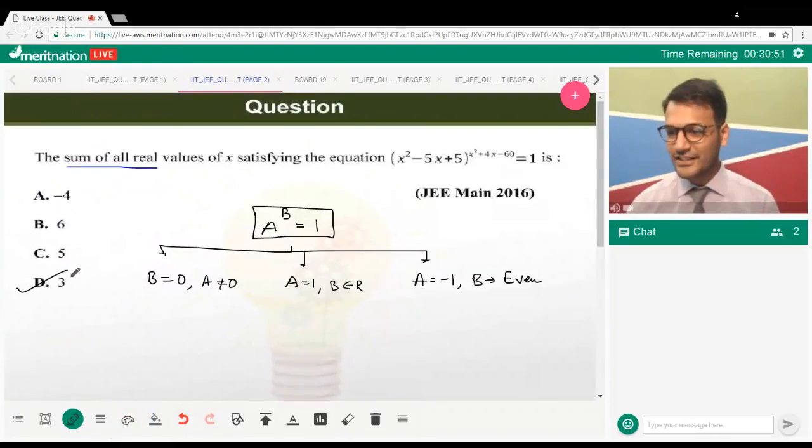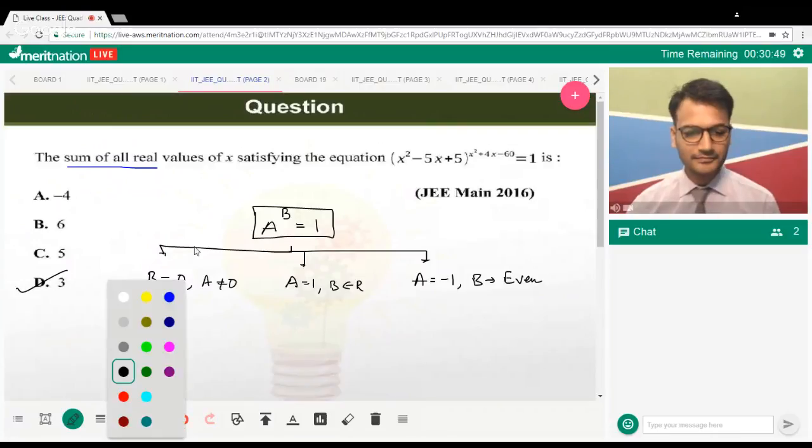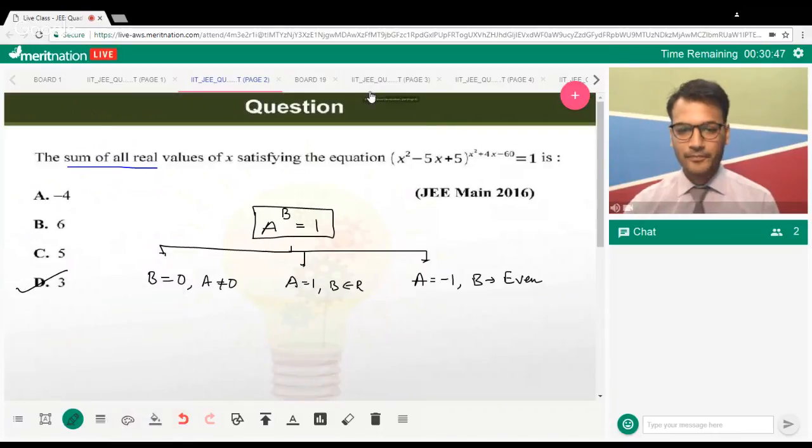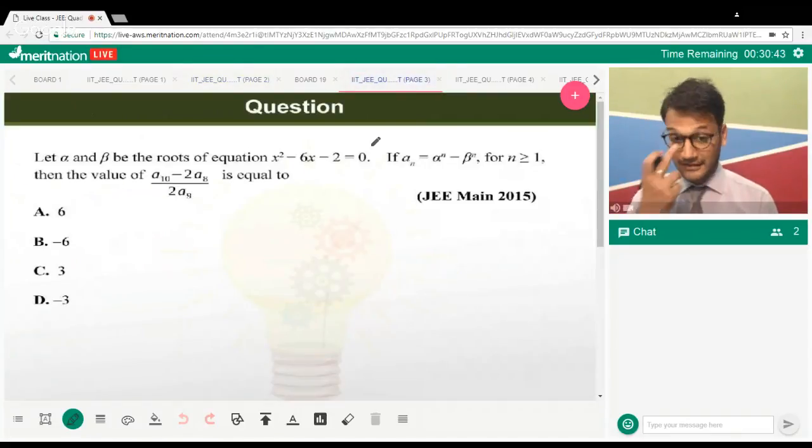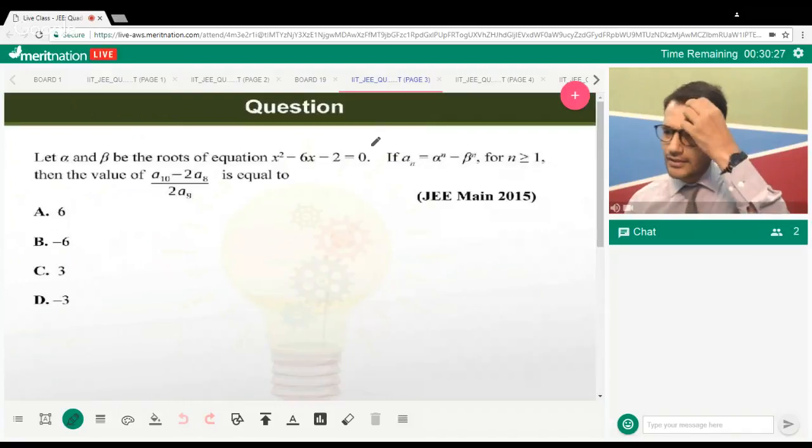Okay, ready for the next question, guys, everyone? Let's see. This is the next question which I have on board. JEE Mains 2015. An interesting question. In fact, exactly the same question with the same equation appeared in 2011 as well, I believe.